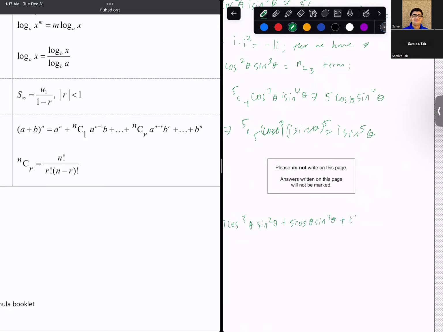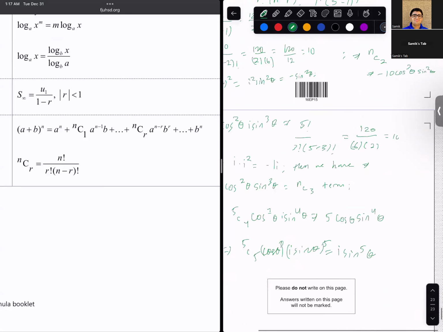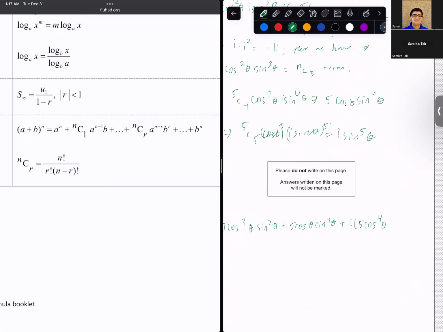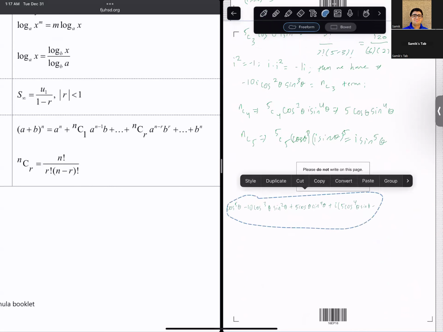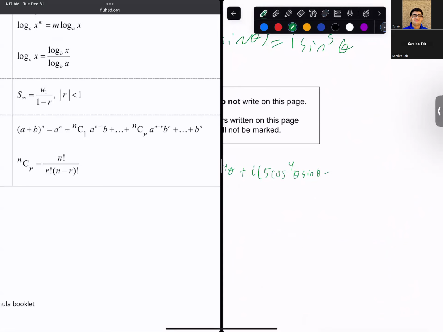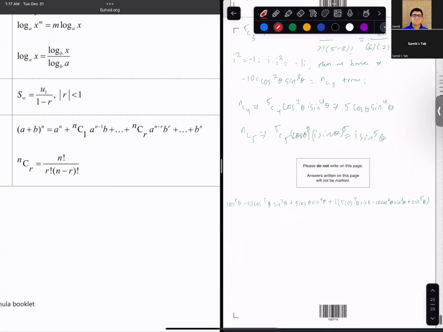And now we can make the imaginary part into plus i times 5 cos^4 theta sine theta, minus 10 cos^2 theta sine^3 theta, and then we just have a plus sine^5 theta. So this should be our answer.